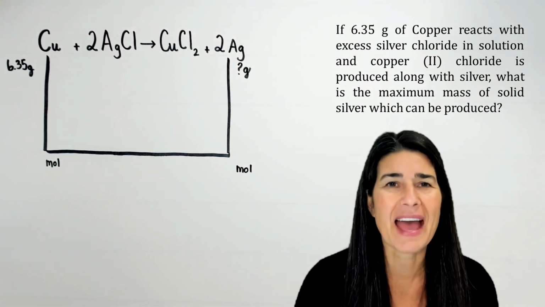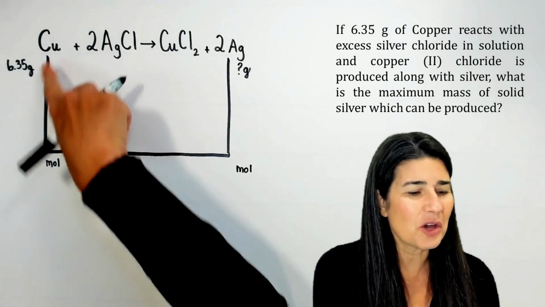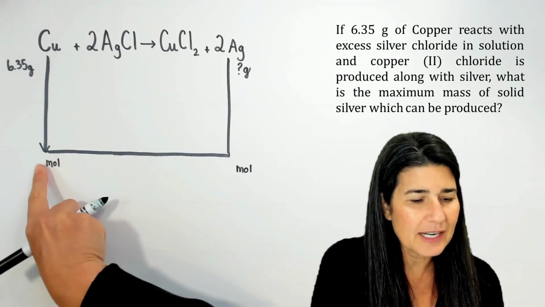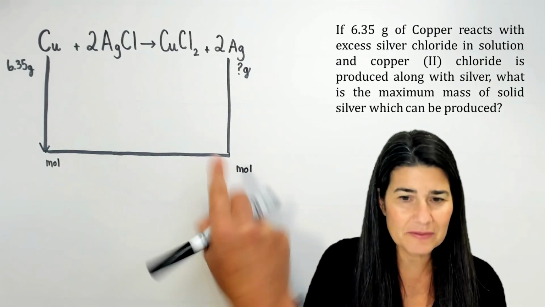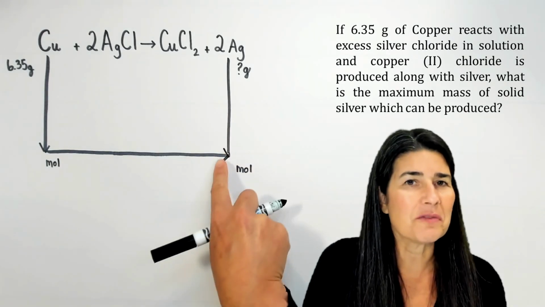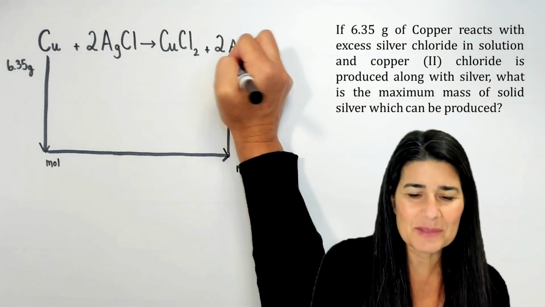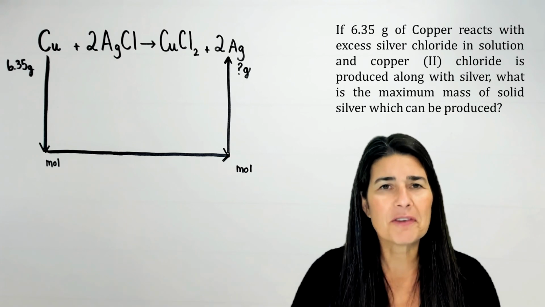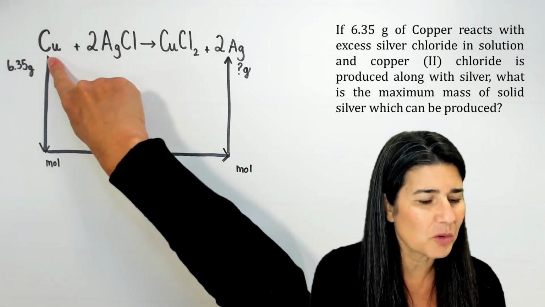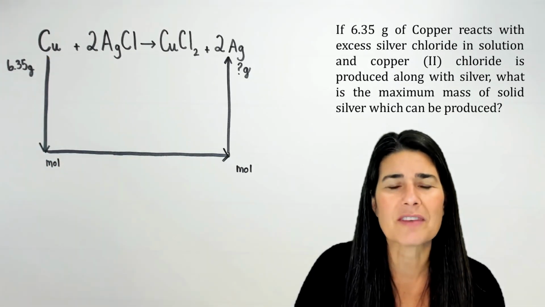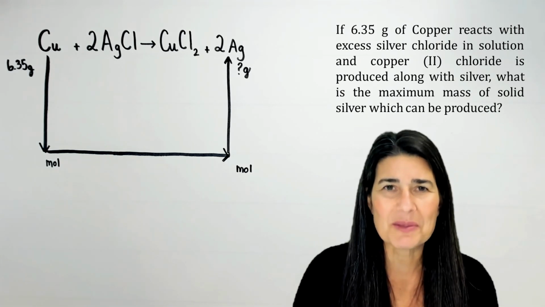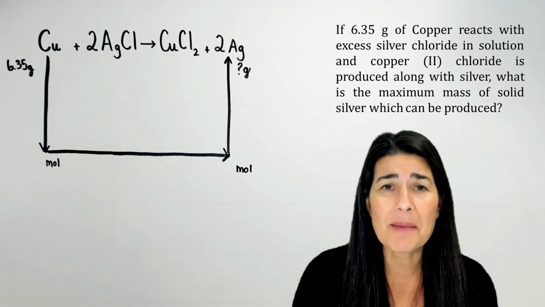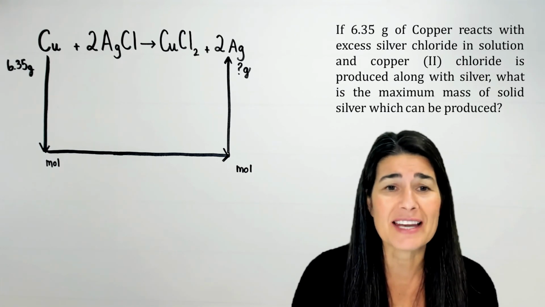Now we know the path we need to take. We need to go from grams of copper down to moles of copper, then from moles of copper to moles of silver, and then from moles of silver up to grams of silver. So we have some information that we need to do that. The first step is to go from grams of copper to moles of copper. The way we go from grams to moles is using the molar mass.